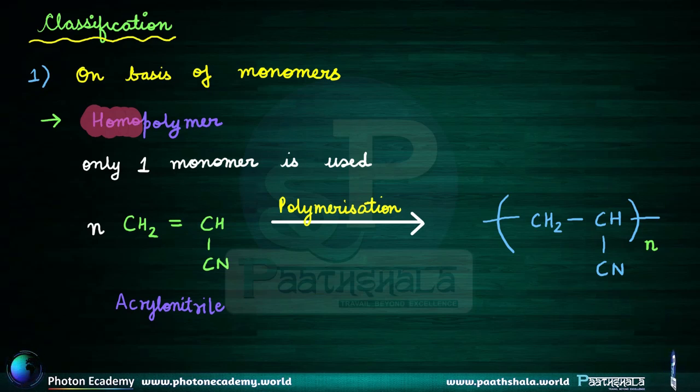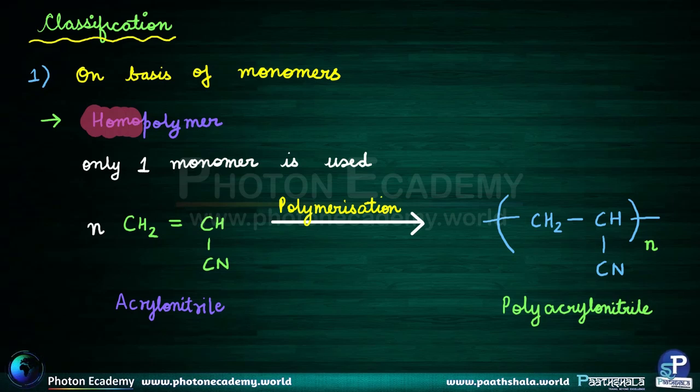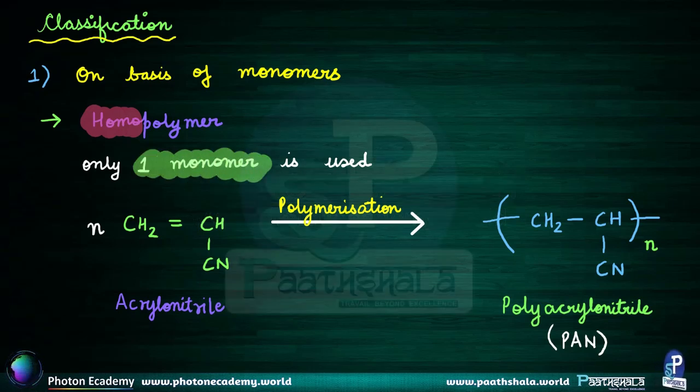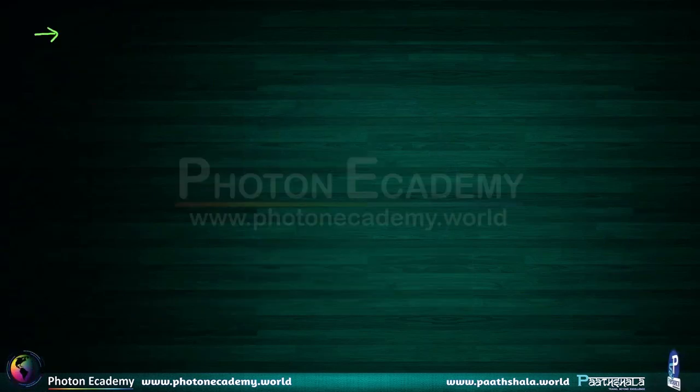This particular polymer is known as polyacrylonitrile. Polyacrylonitrile can also be called PAN. So we have seen that only one monomer unit was present, and when we used one monomer to convert it into a polymer, it was known as homopolymer. Now, the first on the basis of monomer is homopolymer. The second is called copolymer.